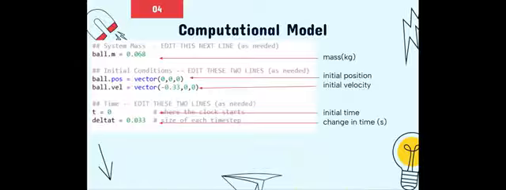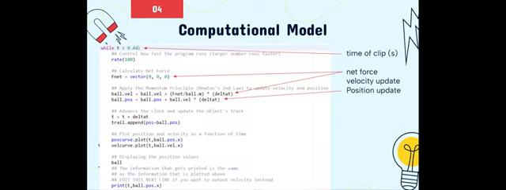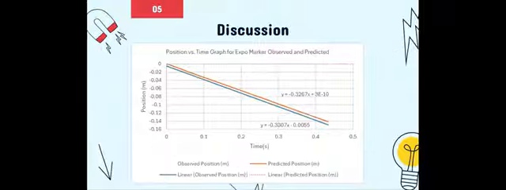When we put this into GlowScript, this is our first screenshot where we put initial position, initial velocity, and change in time into GlowScript. We also know that the mass of the expo marker is 0.068 kilograms. Our second major GlowScript screenshot is where we put the time of the clip as 0.46 seconds. Our net force is zero, and then we put our velocity and position updates to find the velocity and position of the tracker at each point.